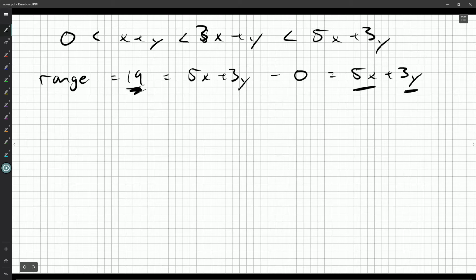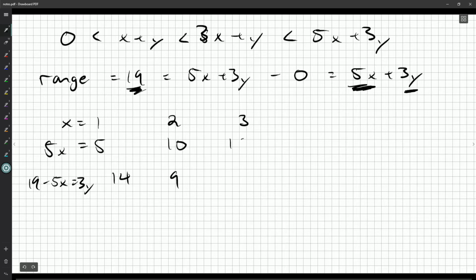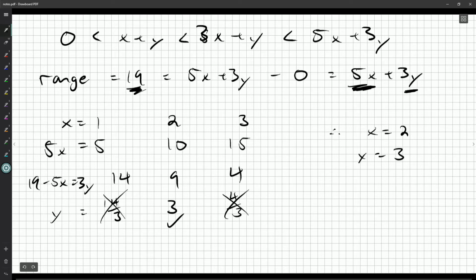What are my possibilities? x could be 1 or 2 or 3. It can't be 4, because then that would be 20 and that would be too much. 5x would be 5, 10, or 15. 19 minus 5x would be 14, 9, and 4. And so y would be 14 over 3. That doesn't work. 9 over 3 is 3. That will work. 4 over 3 won't work. So x must be 2, and y must be 3.